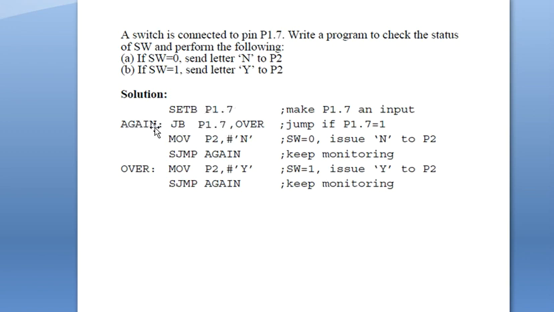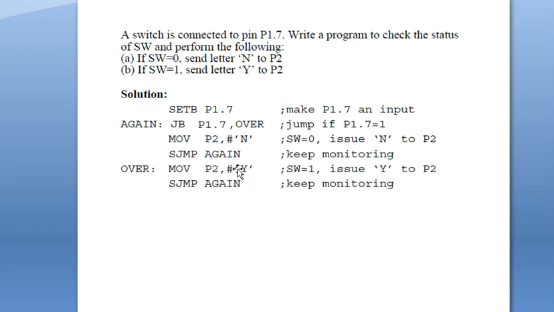In this instruction, JB P1.7, over, you are going to check whether this pin is high or low. Jump bit P1.7, so it will check here. If this bit is high, then it will jump to over. Where is this over label? Here. So when it is high, according to the case given, switch is equal to 1, it will jump to this, and here you can see P2 is loaded with Y, right?